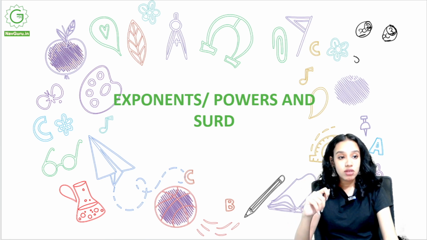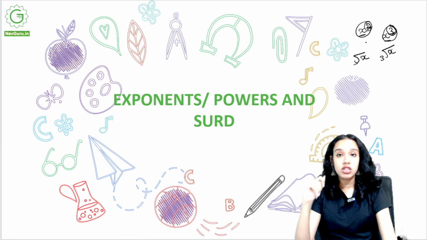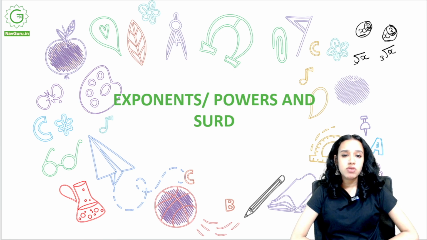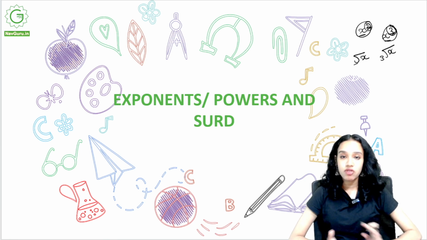And when we are talking about square root of x or cube root of x, these square roots and cube roots are called the surds. Now, let's dive deep into this chapter because we use exponents, powers, and surds in a lot of places, right?